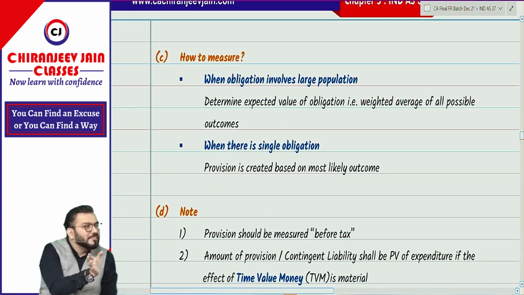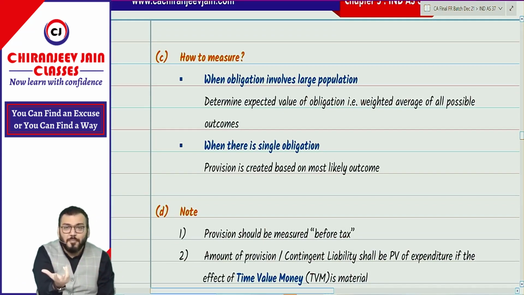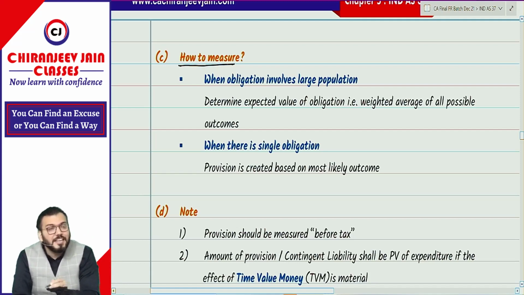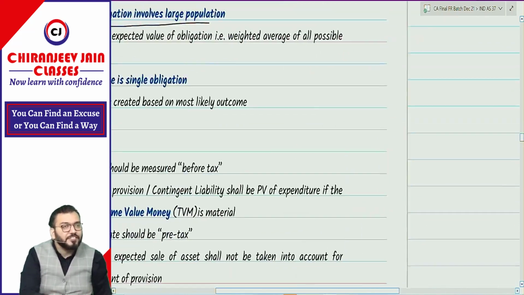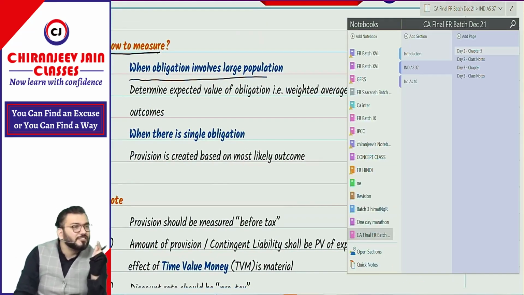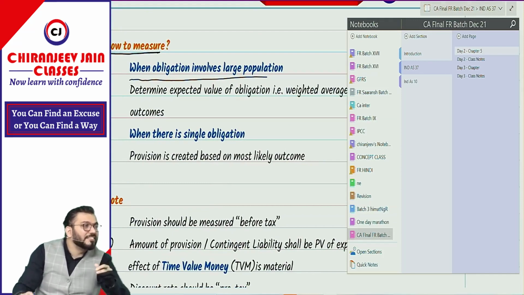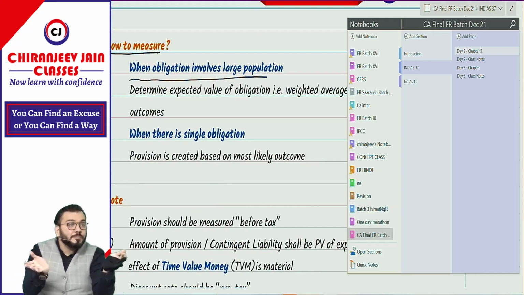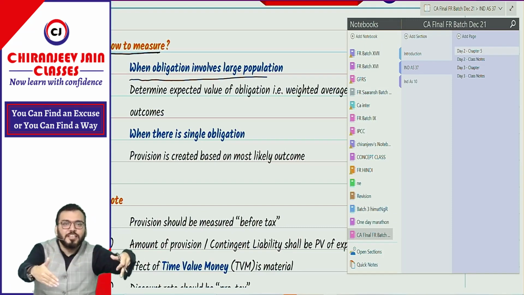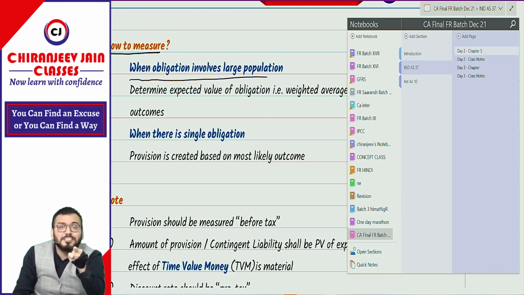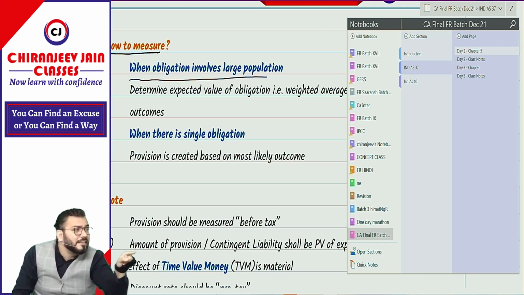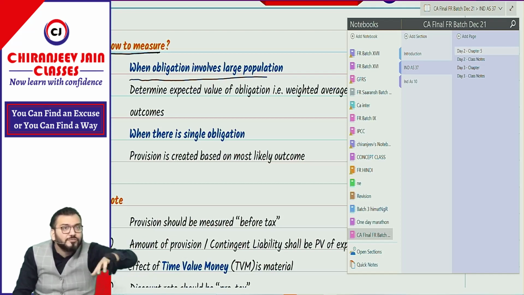you have the supporting evidence, but how to measure that amount? So what does Ind AS 37 say? When the obligation involves a large population, correct? Large population means what? Let me take one example for that. Large population means there is not one individual obligation, there is a large population. For example, in my example of constructive obligation, there are many students. I will not do it one-to-one, whether this student will score, whether that student will score. I will not do like that. I will take the bunch of students.